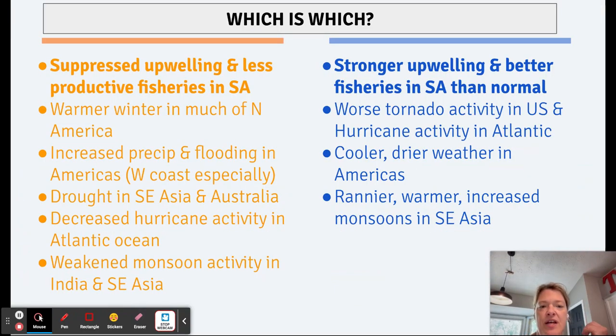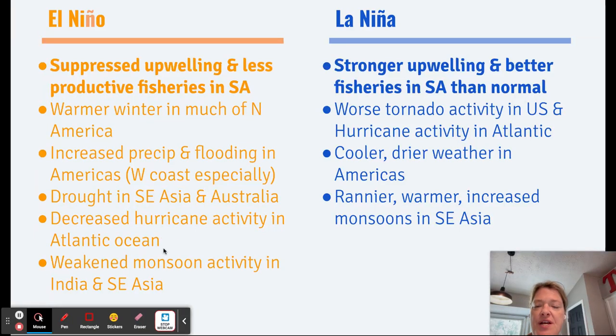Things are sort of shifting. So if I give you this information, and I'm not going to necessarily read all of this to you, you should be able to figure out which is which. Okay. So you can pause here and look at that and then determine which is which. And so here are your answers. This is an El Nino. This is a La Nina.